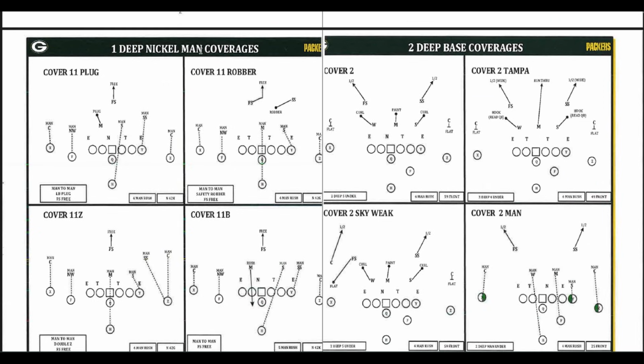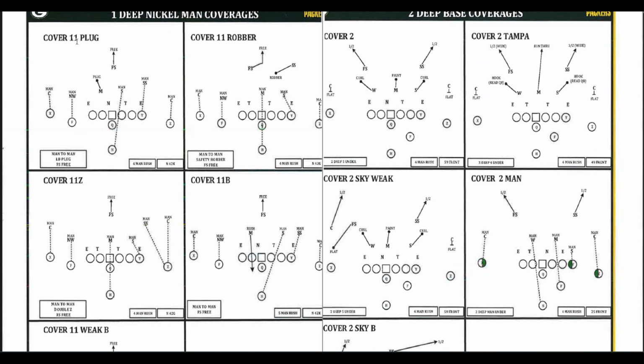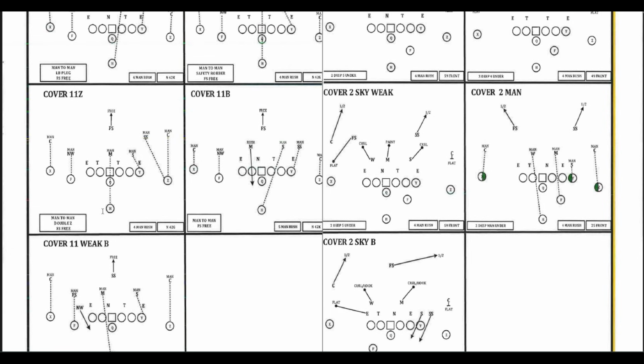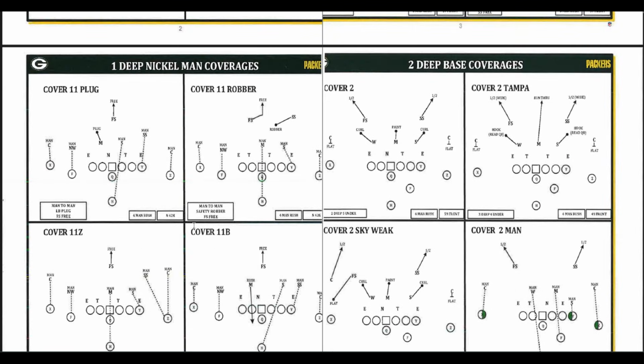Then you've got your deep nickel, cover 11 plug. So it's just the same stuff. It's just with a nickel in there. So all the stuff that you've seen as cover 1 is also going to be cover 11. It's just that identifier for nickel.